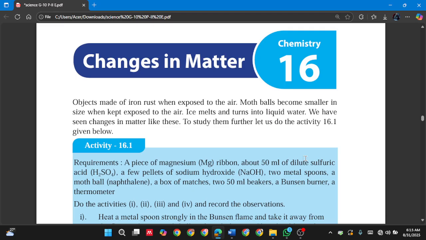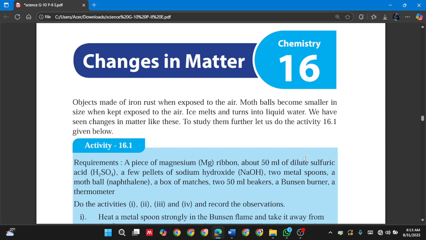So, changes in matter. Objects made of iron rust when exposed to air. Mothballs become smaller in size when kept exposed to the air. Ice melts and turns into liquid water. We have seen changes in matter like this. To study them further, let us do the activity 16.1 given below.